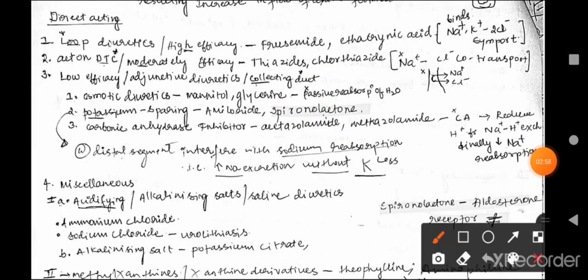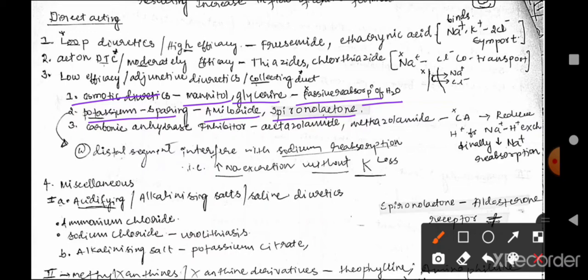Now let us come to the drugs which are acting on the collecting duct. These are also called low efficacy drugs, and these are further classified as osmotic diuretics. Examples are mannitol and glycerin. These act by inhibiting the passive reabsorption of water from the tubule. And potassium sparing diuretics. Examples are amiloride and spironolactone. These drugs act by inhibiting the aldosterone receptor. These are nothing but aldosterone receptor antagonists. Spironolactone is one such example for the aldosterone receptor antagonist.